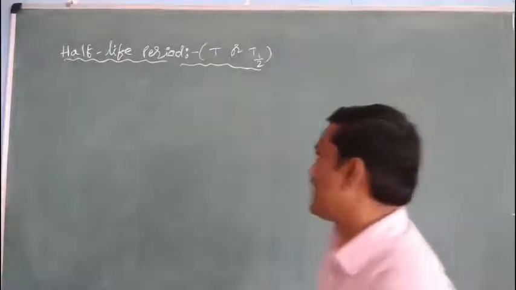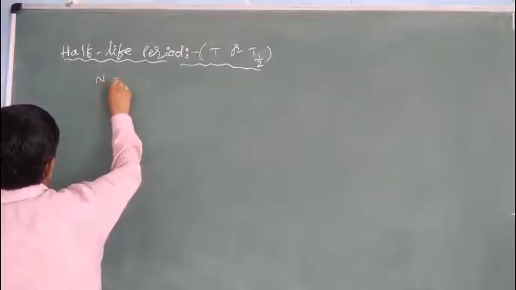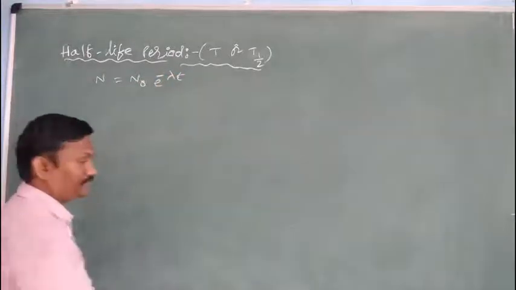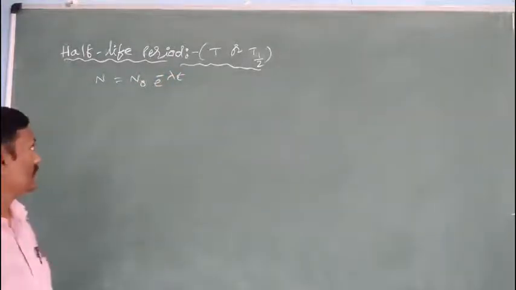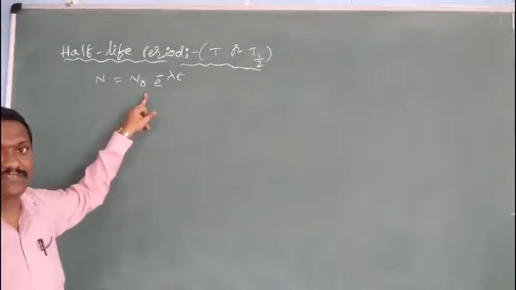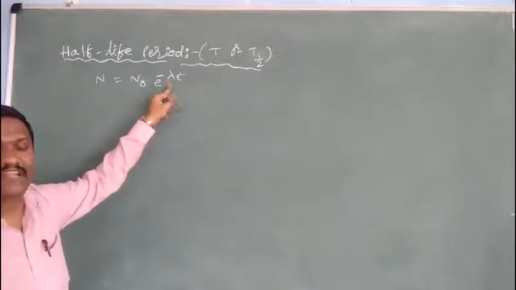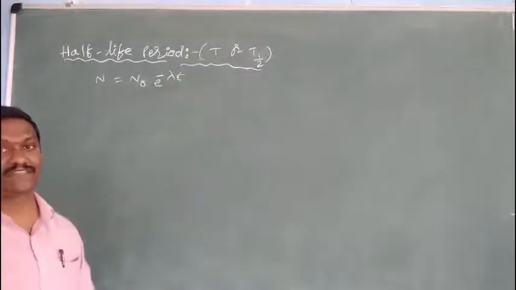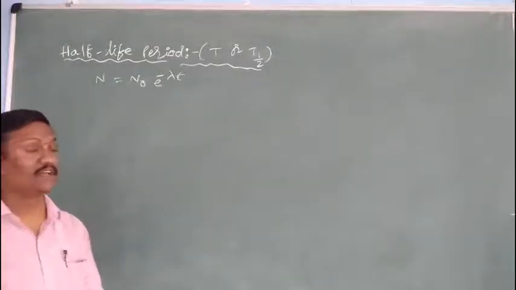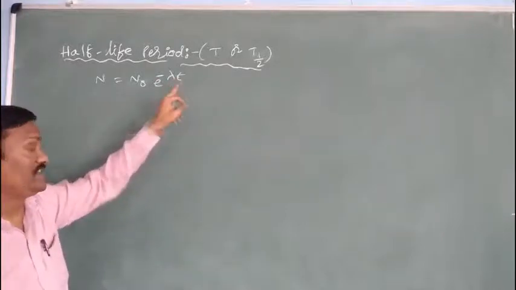We know according to the radioactive decay law, the present number of atoms N is equal to N0 into e power minus lambda T. N means present number of atoms, N0 means initial number of atoms, lambda means decay constant. The decay constant mainly depends on the nature of the substance. From one radioactive substance to another, the proportionality constant, the decay constant value, changes. T is the given time.